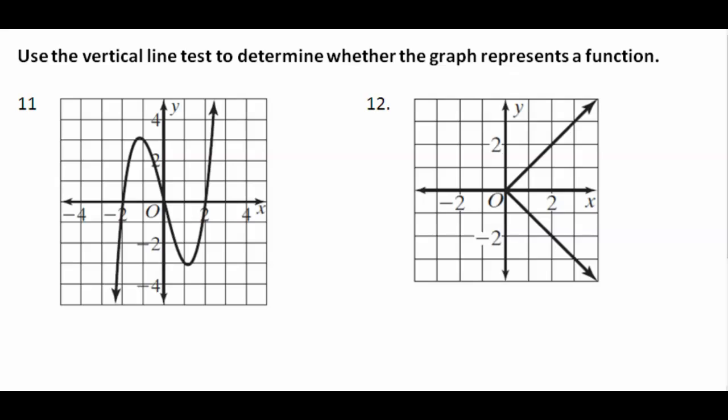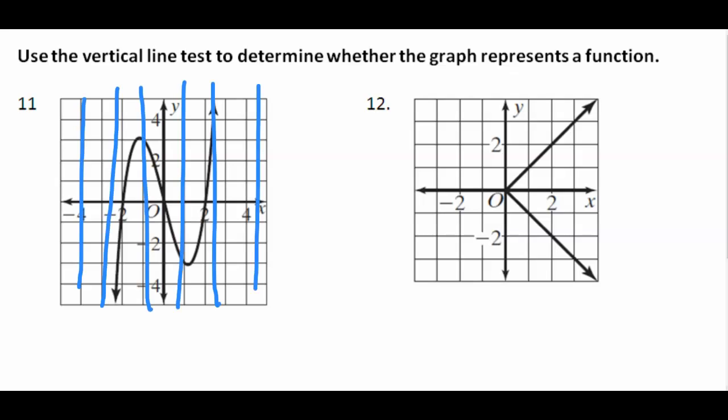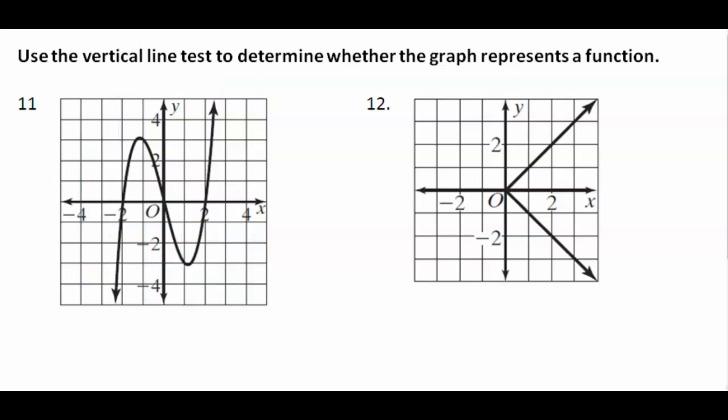Okay, 11. 11 is a function because it would pass the vertical line test. If I drew vertical lines at any given time, it only hits the graph once. So that makes it a function.